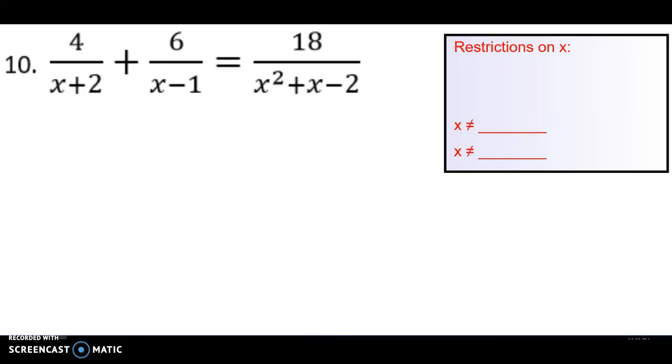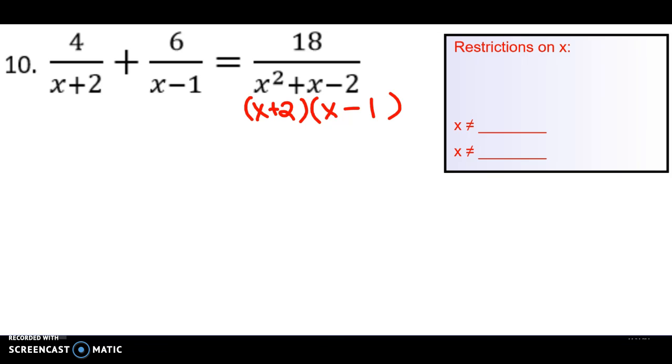Okay, question number 1. First, we need to find our restrictions on x. So I'm going to come over here to this third fraction because it hasn't been factored yet. And I'm looking for factors of -2 that add to a 1. So I could actually factor this as x plus 2 and x minus 1. Those multiply to -2 and they add to a positive 1. And the great thing about that is that's exactly the same factors that we have on the left side of the equation.